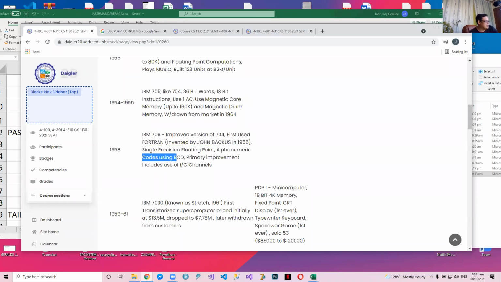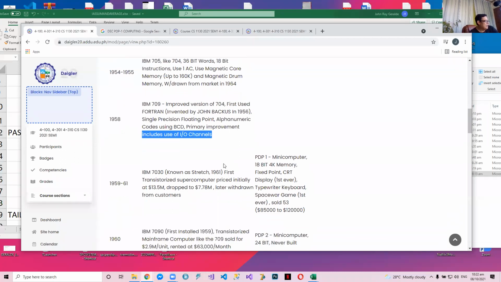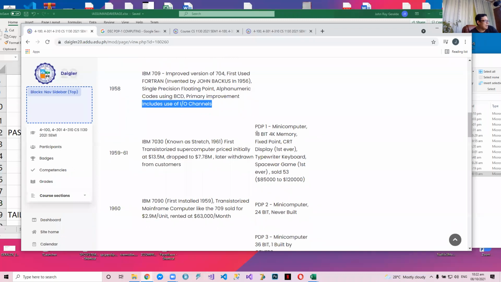It has letters because it's using BCD. And this is a computer which can have several I/O devices connected to it, like printers and tapes, because the primary improvement includes input and output channels. Do you follow? And then by 1959, IBM got a competitor from DEC, Digital Equipment Corporation.